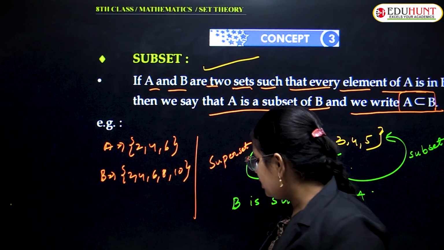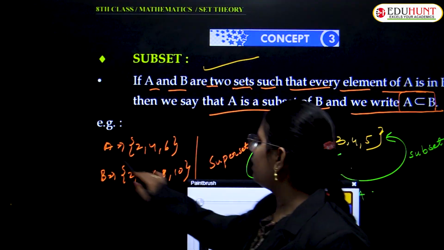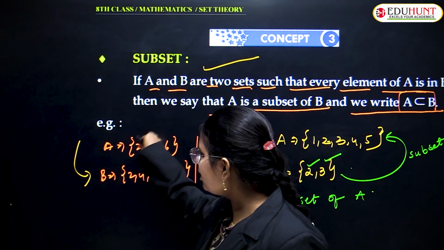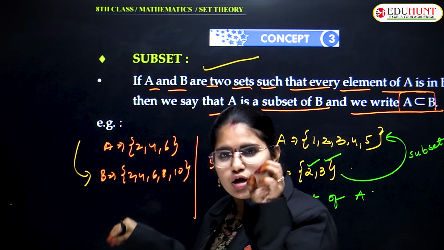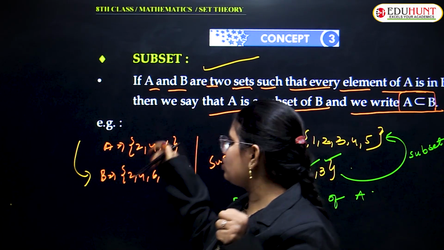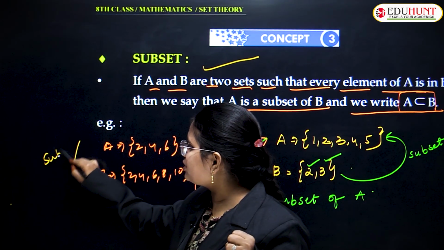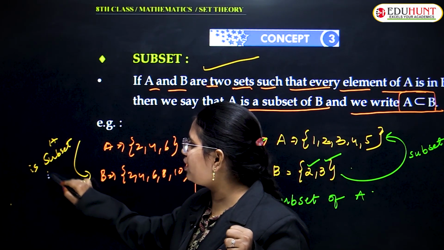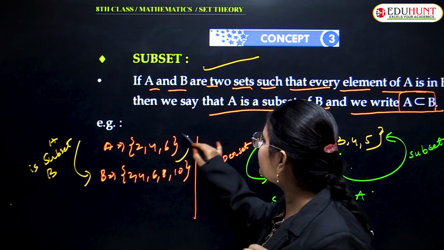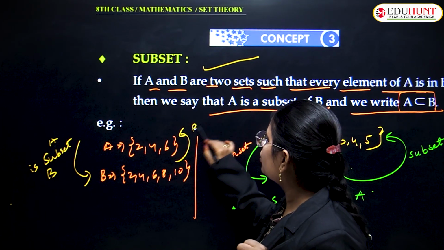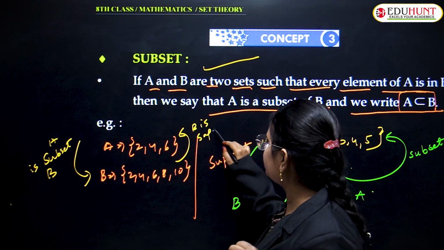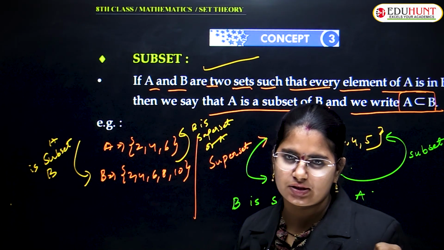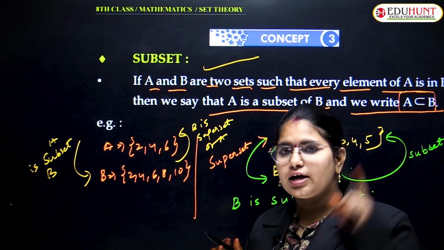Yes, it is visible. Then what can I conclude? Is A a subset or a superset? Since all the elements of A are in B, the smaller set is the subset. So A is a subset of B. Then how is B related to A? B is a superset of A. This is how we have expressed it. That is the first point.